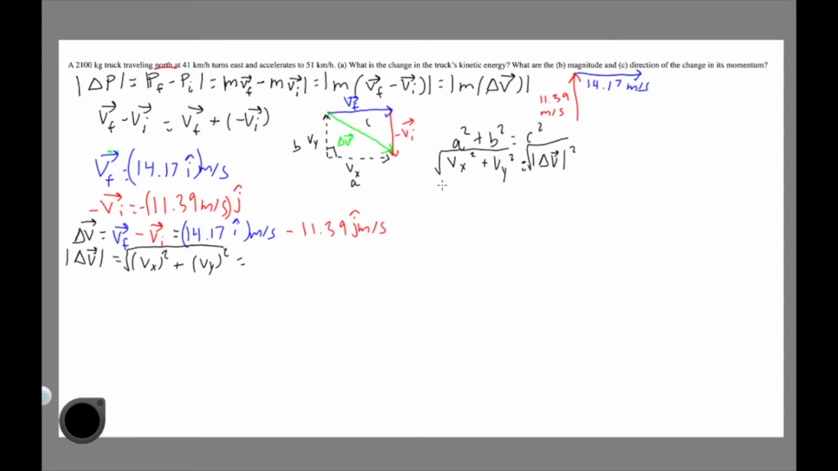So therefore, delta V is equal to the square root of Vx squared plus Vy squared. And so this is where we get this formula from. So now we can plug in our components into the formula and then get the length of delta V.